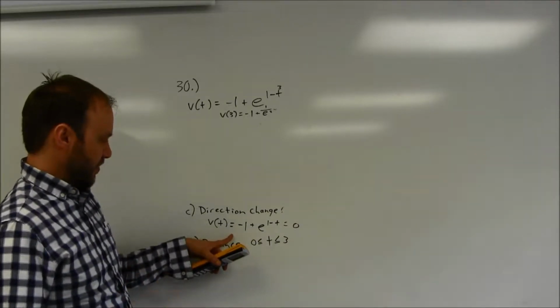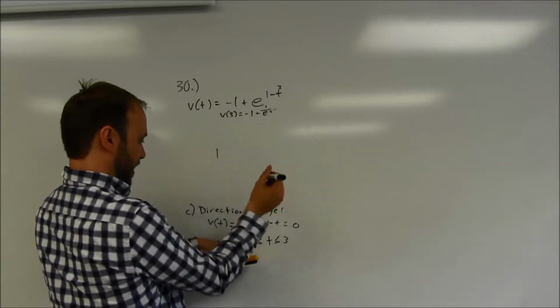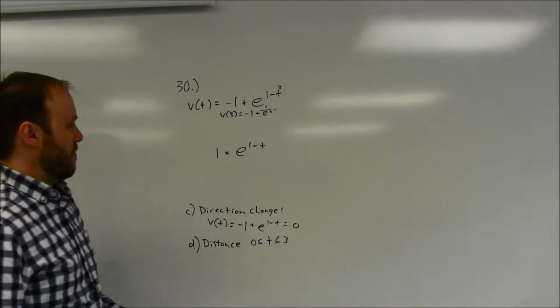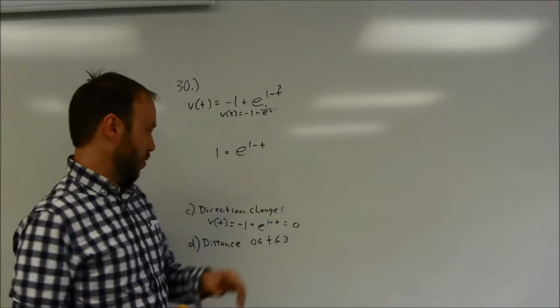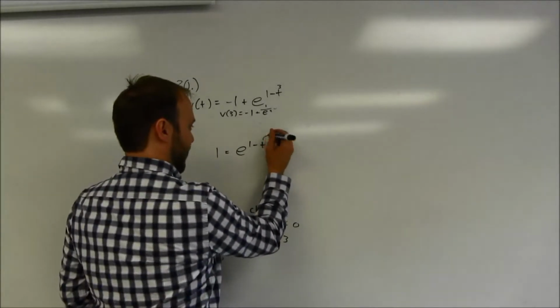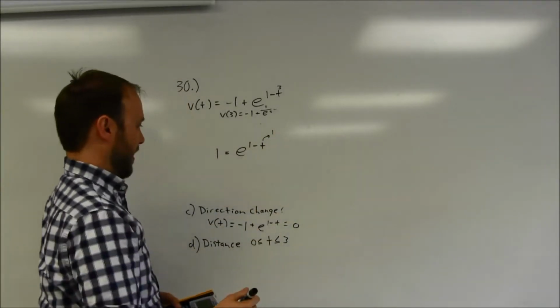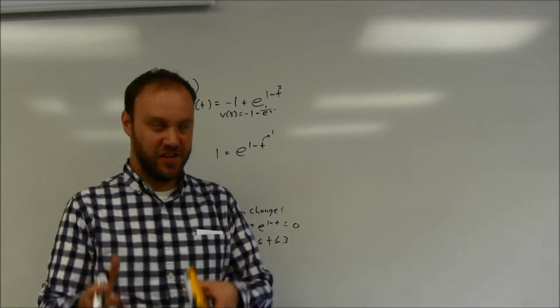Anyway, I can solve this equation. Basically, you can add 1 to both sides. You're going to get 1 equals e to the 1 minus t power. If you think about it, anything taken to the 0 power is equal to 1. So what's going to make that exponent 0? That would be t equals 1. So that's the place where I potentially have a change in direction.